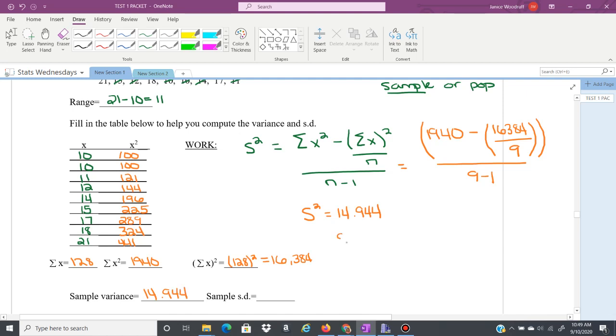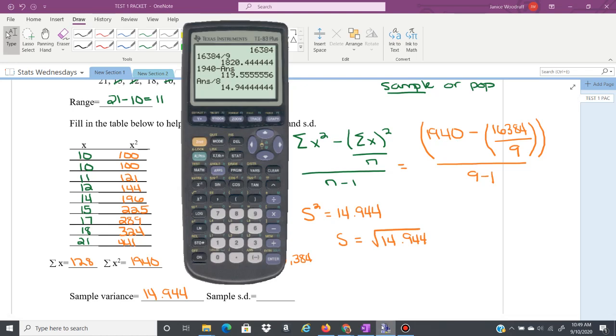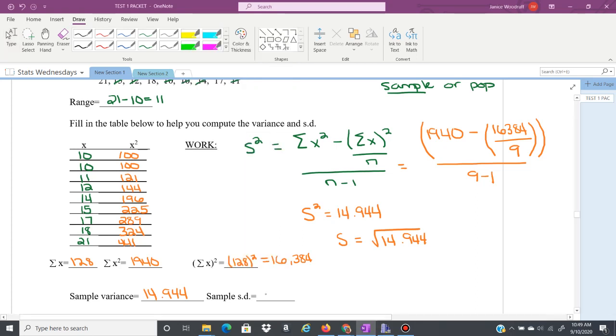Then to find the standard deviation, I'm going to take the square root of that number. Okay, so I'm going to come to my calculator and I'm going to go second square root, second answer to pull this down, enter. That's going to be 3.866.